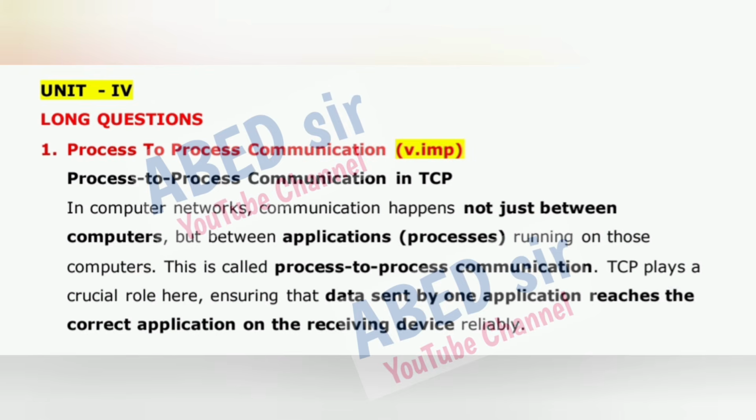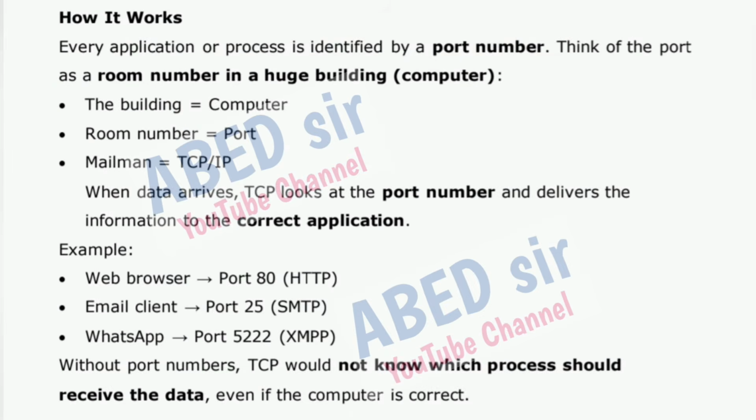TCP plays a crucial role here, ensuring that data sent by one application reaches the correct application on the receiving device reliably. How it works. Every application or process is identified by a port number. Think of the port as a room number in a huge building, the computer. The building is equal to computer. Room number is equal to port. Mailman is equal to TCP/IP. When data arrives, TCP looks at the port number and delivers the information to the correct application.